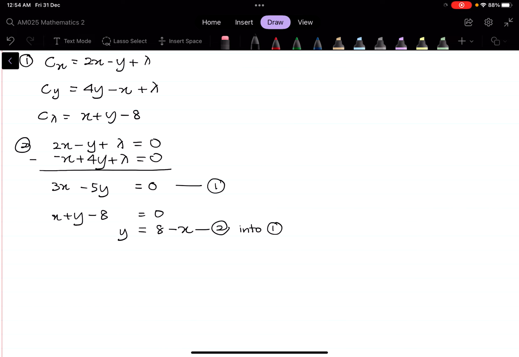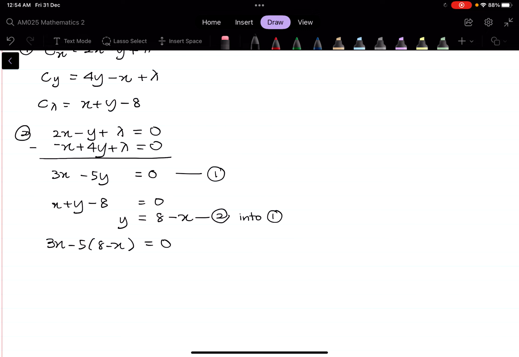So 3x minus 5 times (8 minus x) equals 0. Let us expand first. 3x minus 40 plus 5x equals 0. So I'm going to get 8x here. If I bring my negative 40 to the right hand side, I get positive 40. So 40 divided by 8 is 5. So x equals 5.